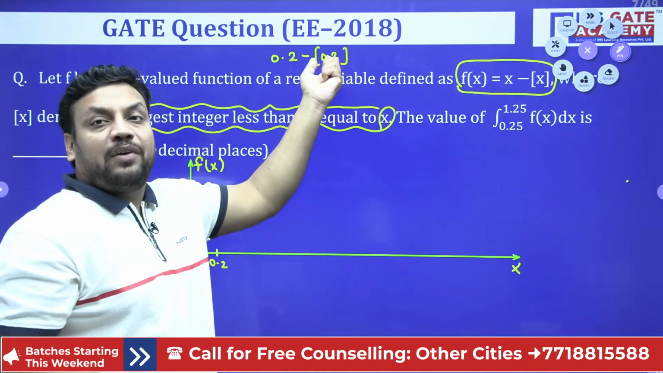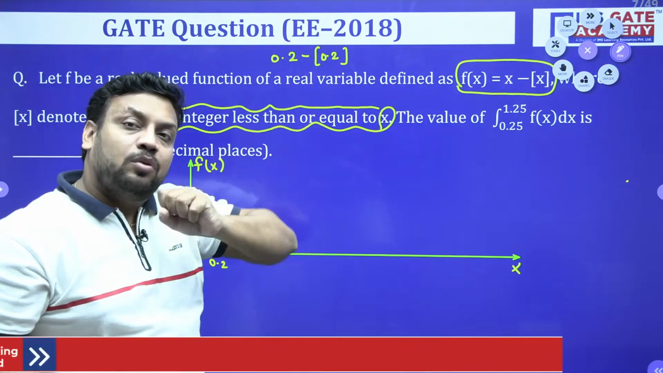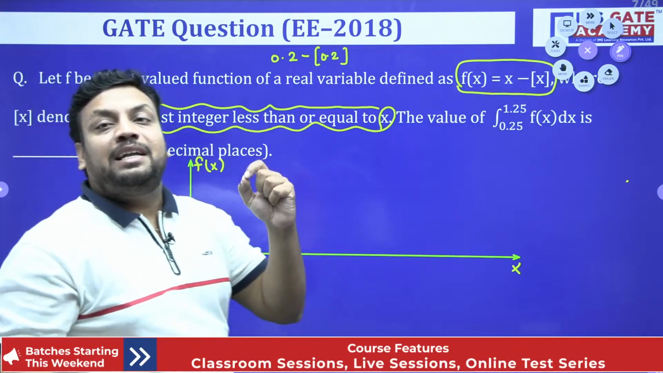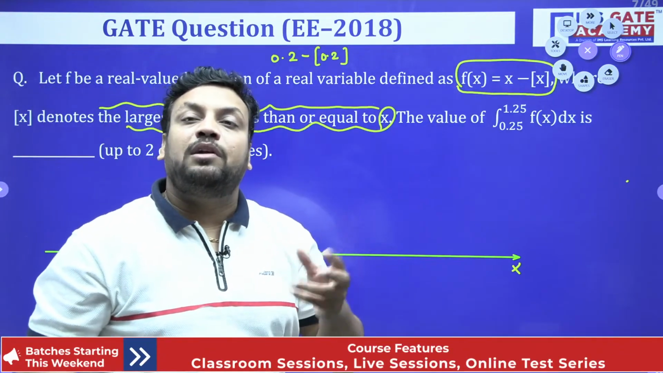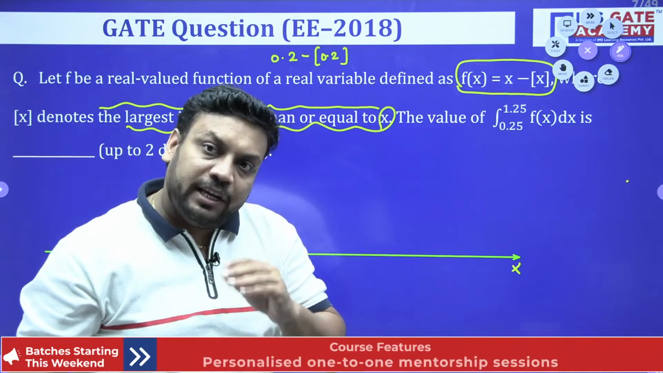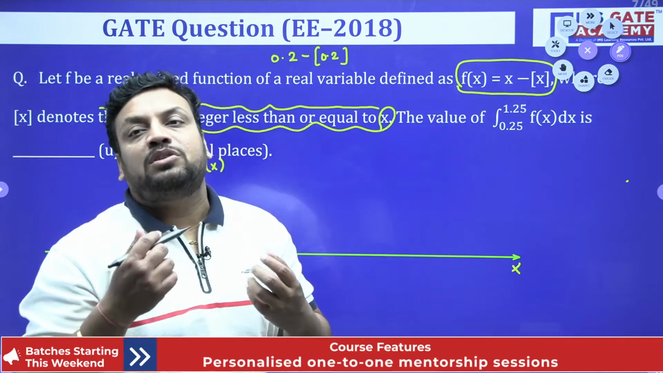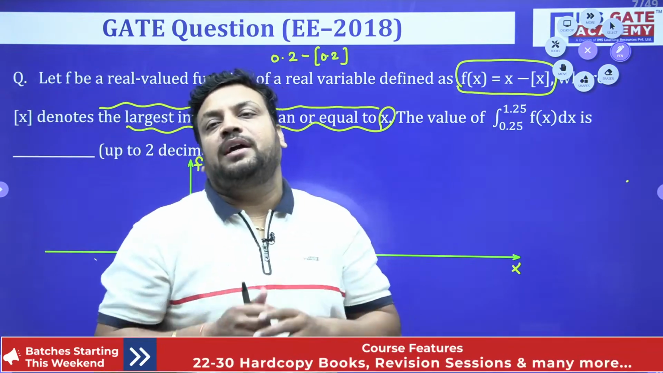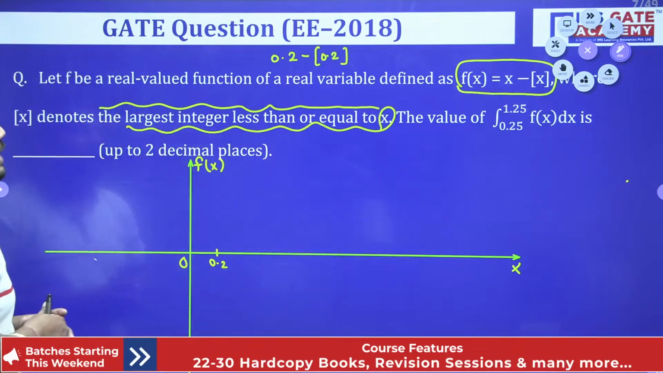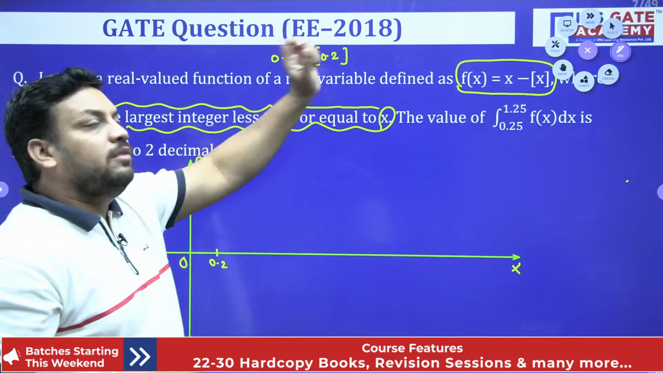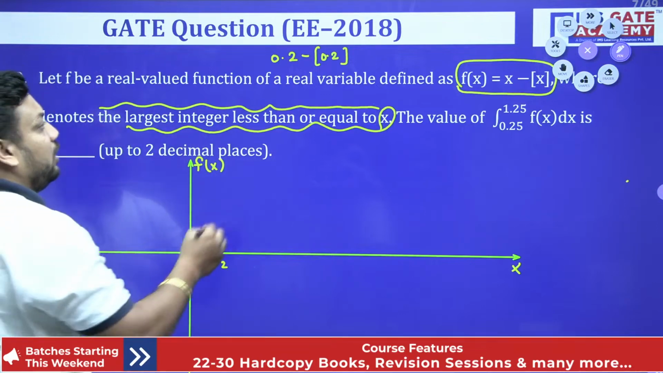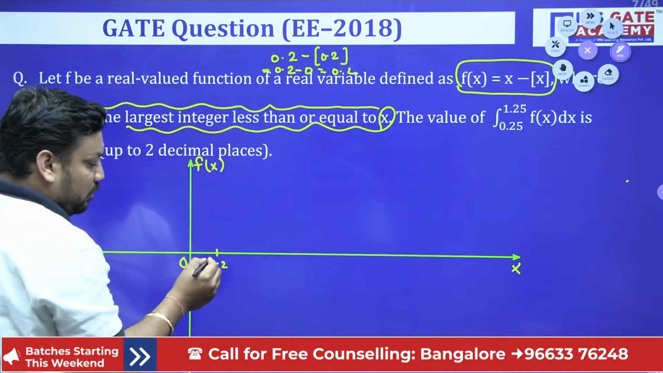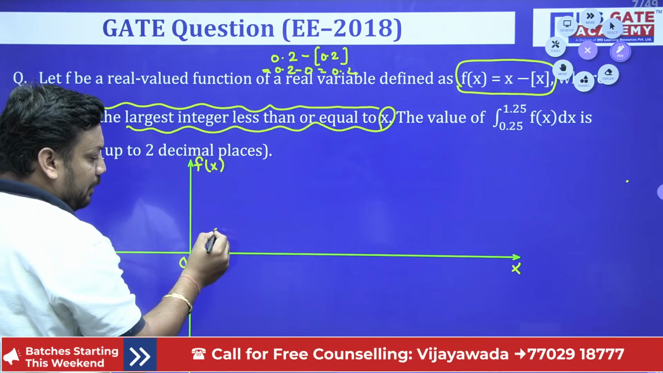What is the largest integer which is less than or equal to 0.2? Which is the largest integer just less than or equal to 0.2? 0 only. Very nice, beta. So it is nothing but 0.2 minus 0. Its answer is 0.2. It means at the 0.2 location you will have a magnitude of 0.2.